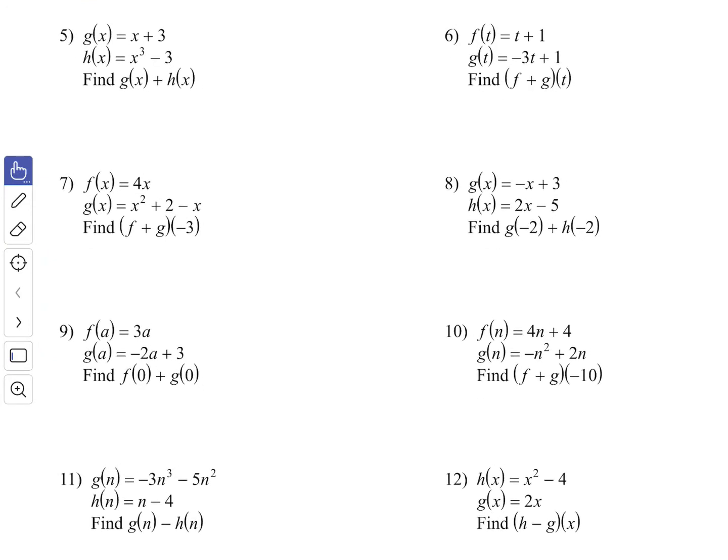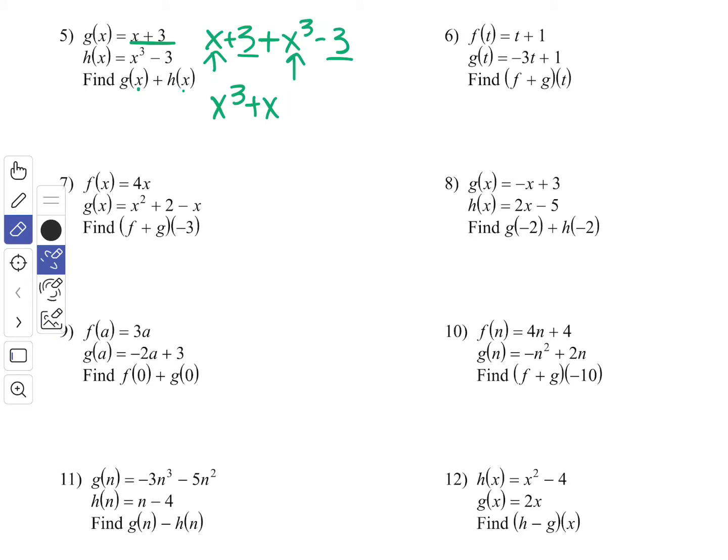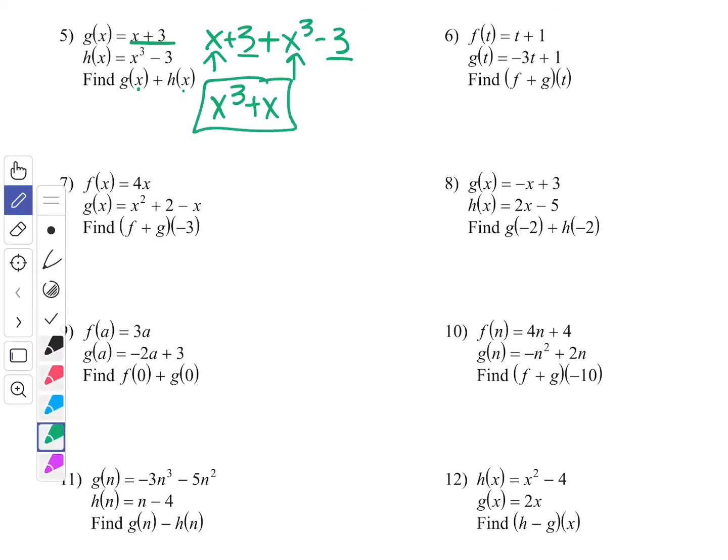All right, let's just keep on trucking. We're still dealing with adding for the variable. So x plus 3, g of x, plus h of x, x cubed minus 3. Again, can't combine that with anything. Can't combine that with anything. Positive 3 minus 3 is 0. I could put a plus 0, but we really don't do that. So we'll just leave it x cubed plus x.